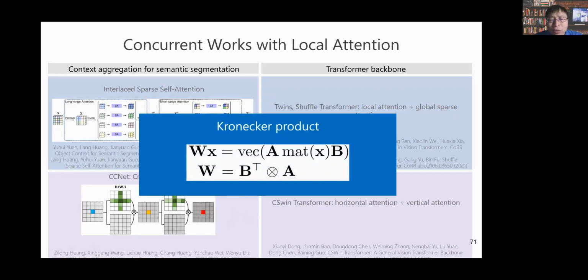In terms of matrix decomposition, those methods can be explained in the Kronecker product form. In this case, X corresponds to the pixels. We can reshape the vector form of the pixels into matrix form. For Twins and CSWin, they reshape the vector form into matrix form in different ways.